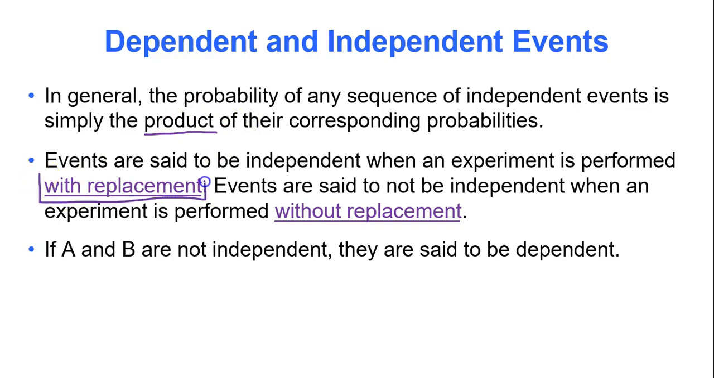So when you see those words "with replacement," that means you do have independence. Whatever happens on the first trial does not affect the next trial. And events are said to not be independent when you have "without replacement." Like when you have a deck of cards, there's one less card in the deck if you don't replace it, so it impacts the probability of future events. So if A and B are not independent, we say they're dependent. That's the opposite of independent.